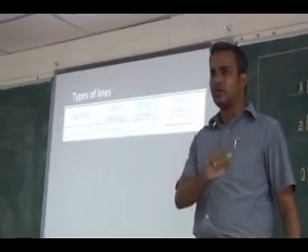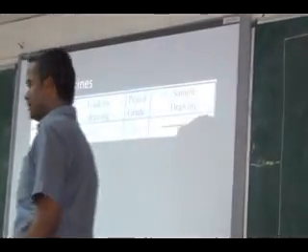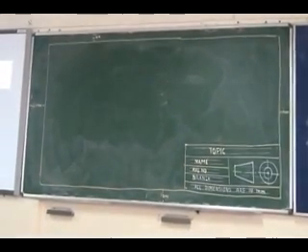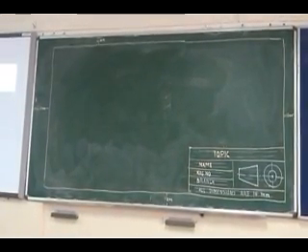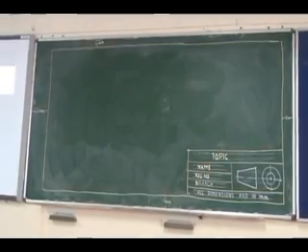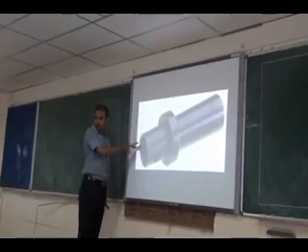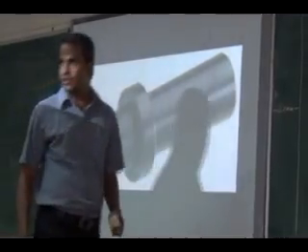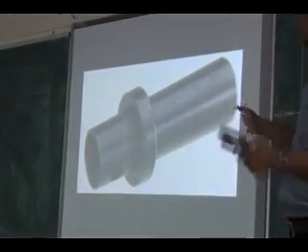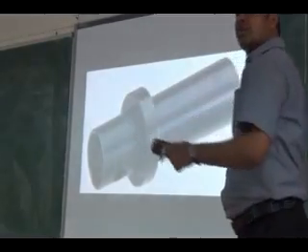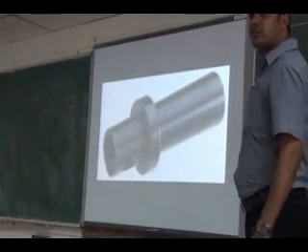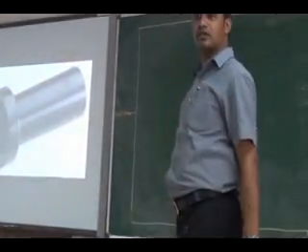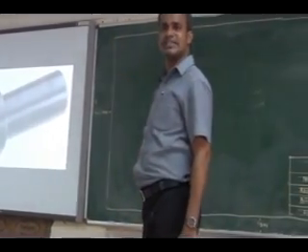The first line is a continuous thick line. You can see where it is used. The continuous thick line is used to show the visible outlines in your drawing. You can see the step shaft, which is hollow. If I look at this shaft in this direction, I can draw the view using any projection. The visible outline of that view will be drawn in the continuous thick line.